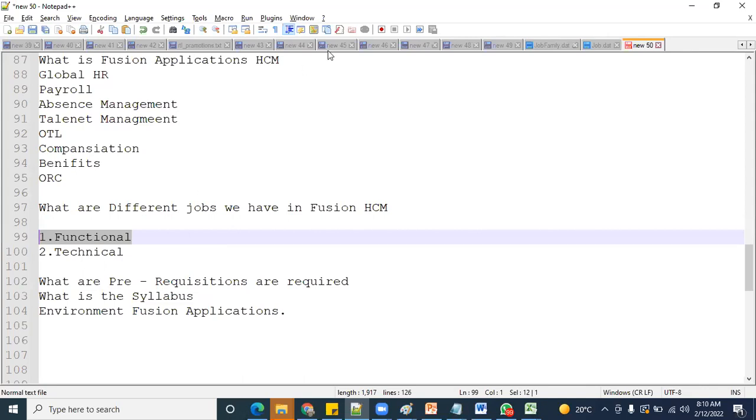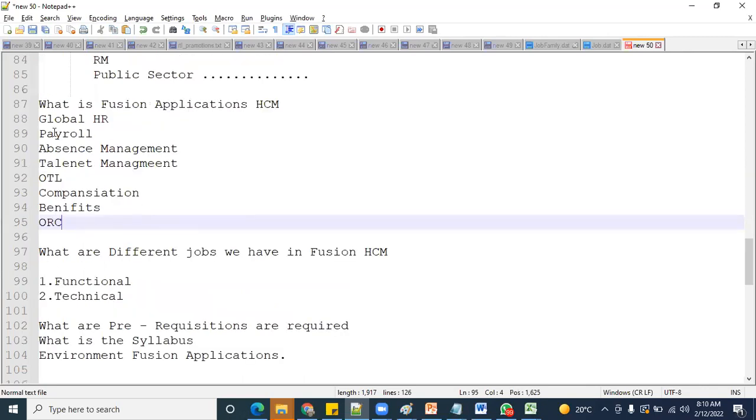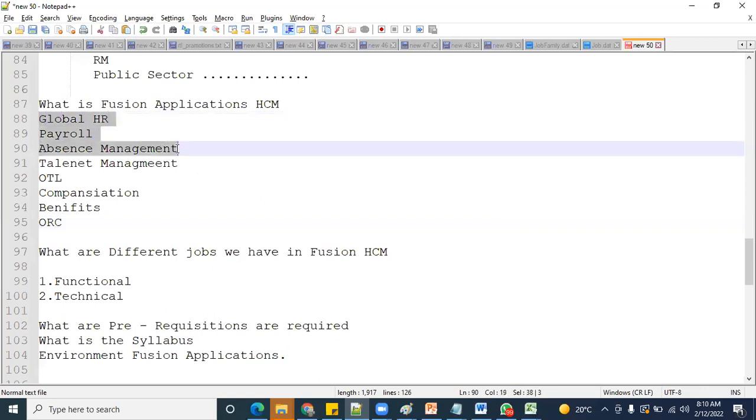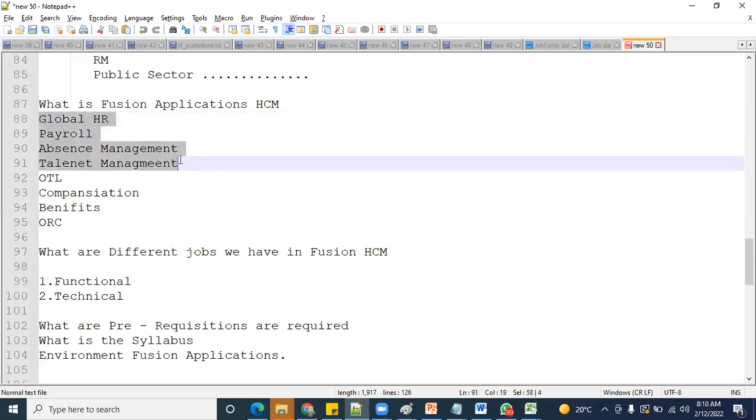Okay, so this particular course is completely functional. Global HR, payroll, absence management, and talent management. A minimum of 3 modules will be expected by the customers. Now the requirement is that at least 2 or 3 modules will be expected. We are going to learn all these 4 modules: Global HR module, payroll module, absence management, and talent management. 100% we are going to learn functional.